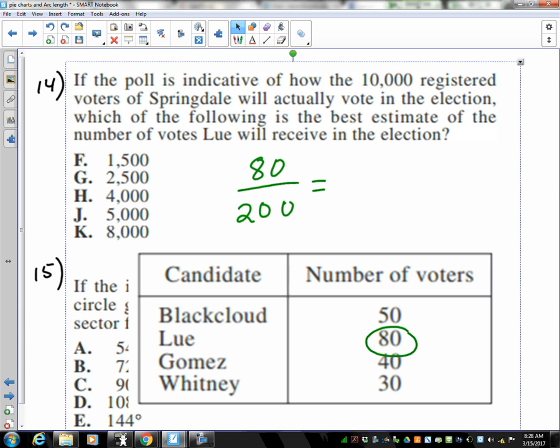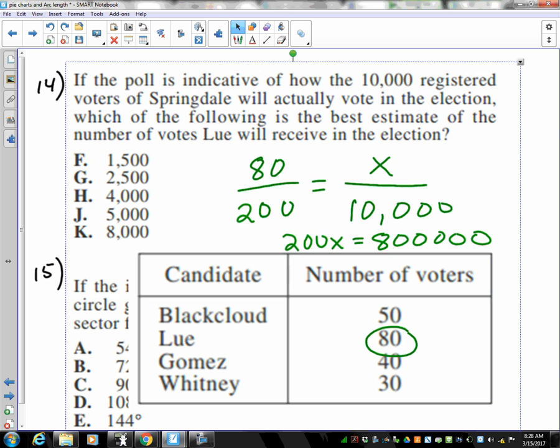So how would it work if we had 10,000 actual voters? Again, we could do a part to total. We don't know how many of those 10,000 would vote for her, but we know we have a total of 10,000. So here we go again with a part to total ratio, and we can just cross multiply. So we'll get 200x equals 80 times 10,000, which is 800,000. And then 800,000 divided by 200 is 4,000.